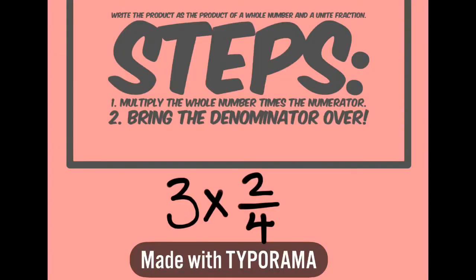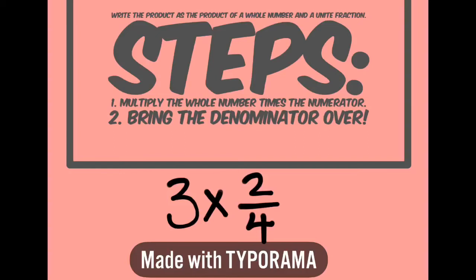The next part of our work that we are going to do for this lesson is we need to write the product as the product of a whole number and a unit fraction. Here are the steps. Step number 1, first we have to look at our problem. We have 3 times 2/4. So basically all we're going to do for this, boys and girls, is solve it.